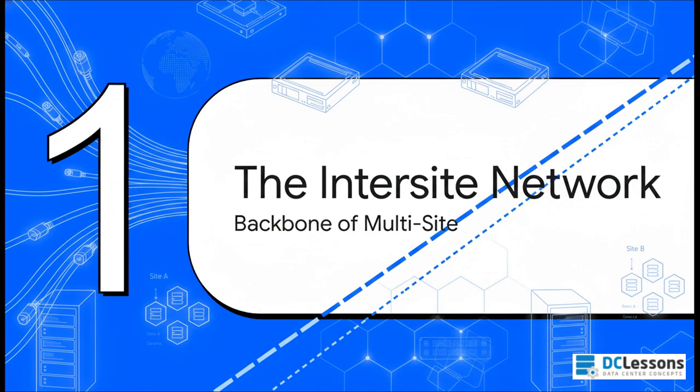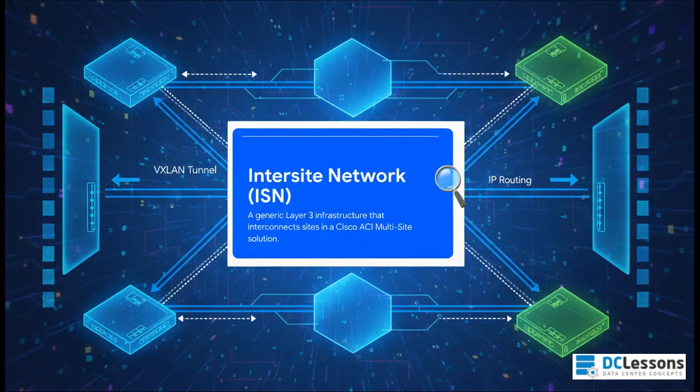Before we get lost in the weeds of configs and protocols, let's make sure we've got a really solid handle on what the Intersite network is and what its job is in this whole picture. At its heart, the ISN is the transport network that makes everything else work. It can be pretty much any Layer 3 infrastructure as long as it supports plain old IP routing. Its fundamental job is to provide the connectivity that lets your ACI spine switches in, say, New York, build VXLAN tunnels to your spines over in London. That's how we can stretch our fabric policies across huge geographical distances.